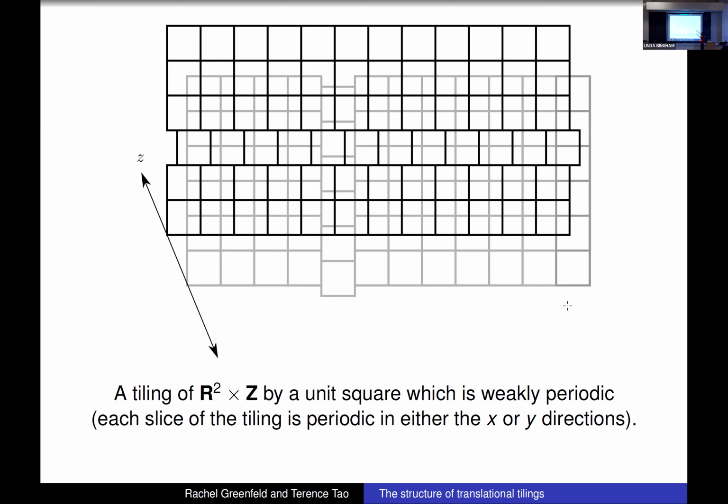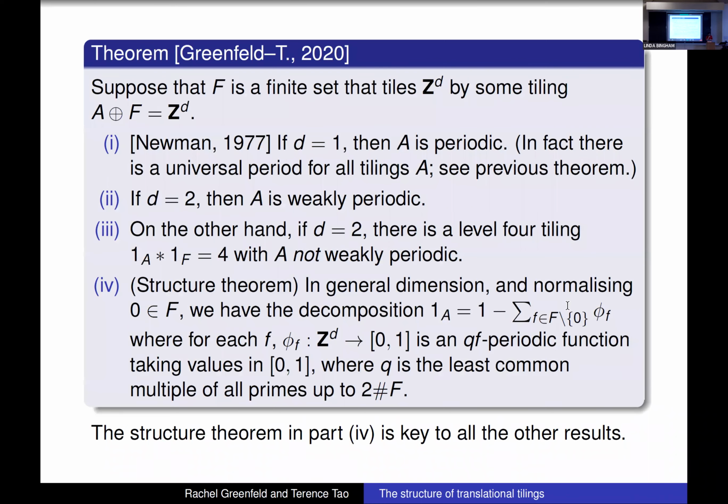And pretty soon, if you do that, you can create a tiling of the whole space, which is not periodic in any direction, but you can split it into two pieces, one of which is periodic in the horizontal direction, and one which is periodic in the vertical direction. And that's an example of a weakly periodic tiling. So what we can prove, as I said, in 1 dimension, it turns out all tilings are periodic. Then it's very rigid. In 2 dimensions, you have some limited flexibility. Tilings do not have to be completely periodic, but they must always be weakly periodic.